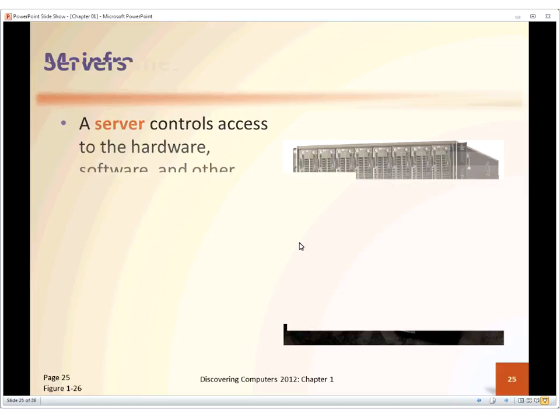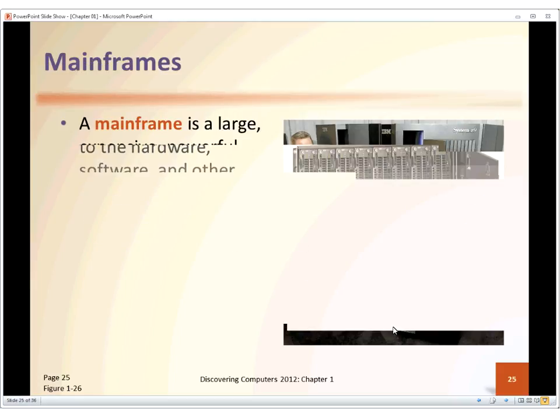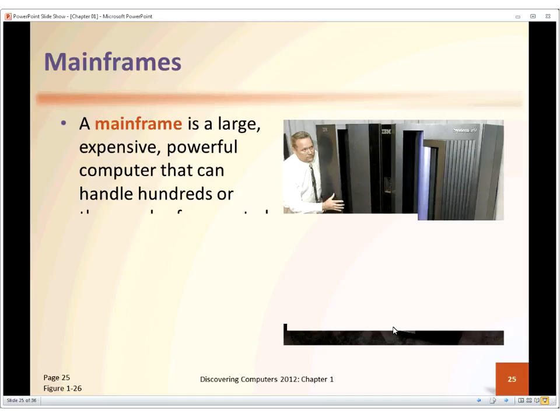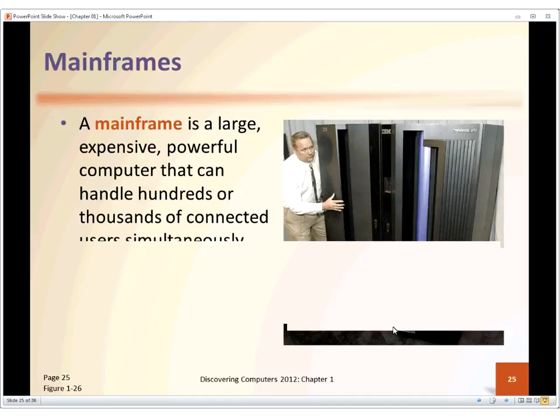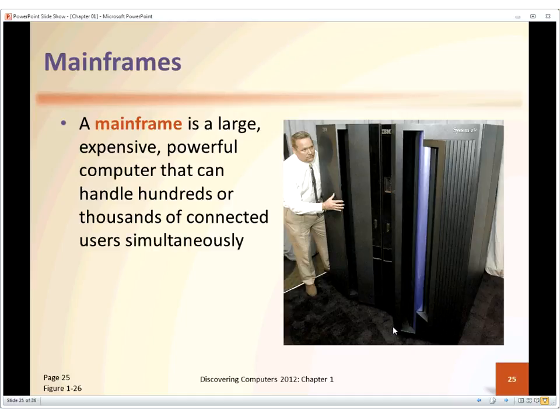Mainframe computers are still around. They're large, expensive, powerful computers that can handle hundreds and thousands of connected users at the same time. So here's an IBM. They're one of the leaders still in making mainframe computers, and they're still selling them. Mainframes were among the first computers and still exist and are still being used.